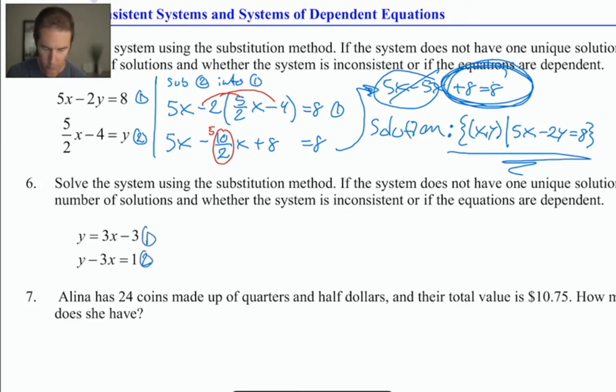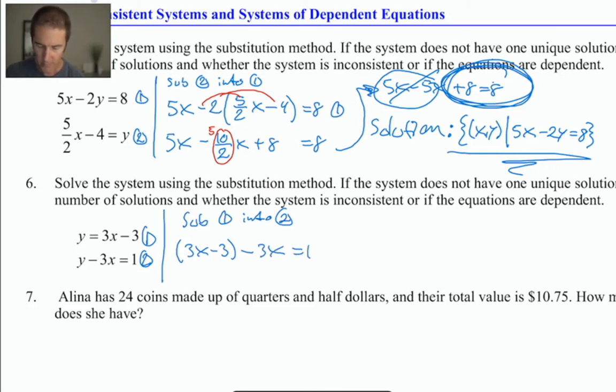Equations 1 and 2, and we will be substituting equation 1 into equation 2 this time. So equation 2 says, well, it doesn't say y anymore. Now it's going to say 3x minus 3. That's our new y value. Minus 3x equals 1.